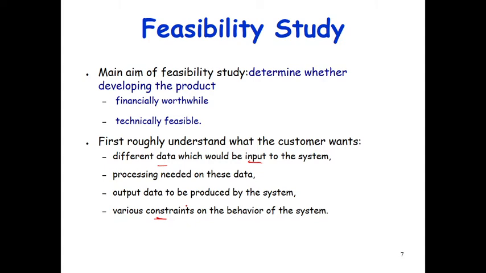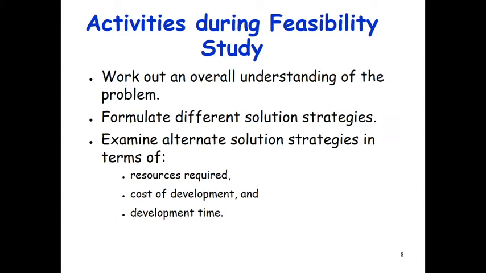Okay, so whenever a system is producing any output and it has some constraints, you need to keep in your mind that these are the constraints and these are the specifications you need to know. So various constraints on the behavior of the system you need to understand. Okay, so activities during feasibility study, what are the activities? Work out an overall understanding of the problem. So what is the problem, what is your actual task, you need to know and understand that. Okay, formulate different solution strategies.